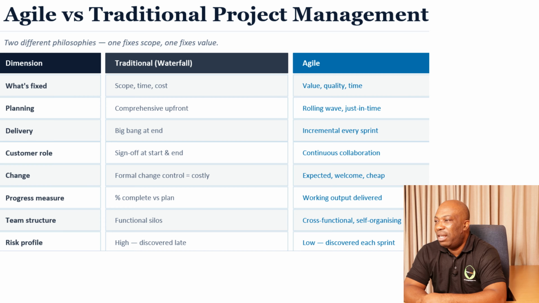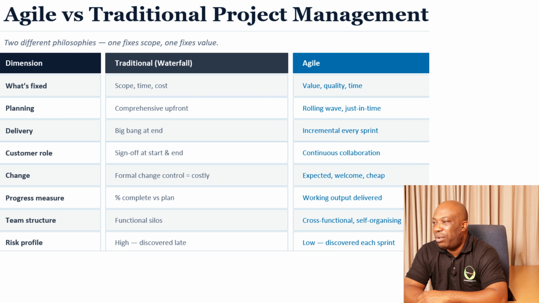Then in terms of delivery, the traditional approach is normally a big bang at the end, which means you wait until the project is almost over for you to start gaining or seeing benefits of the project. However, when it comes to Agile, you have incremental delivery every sprint. So you increment every sprint. So you start seeing value as quickly as possible.